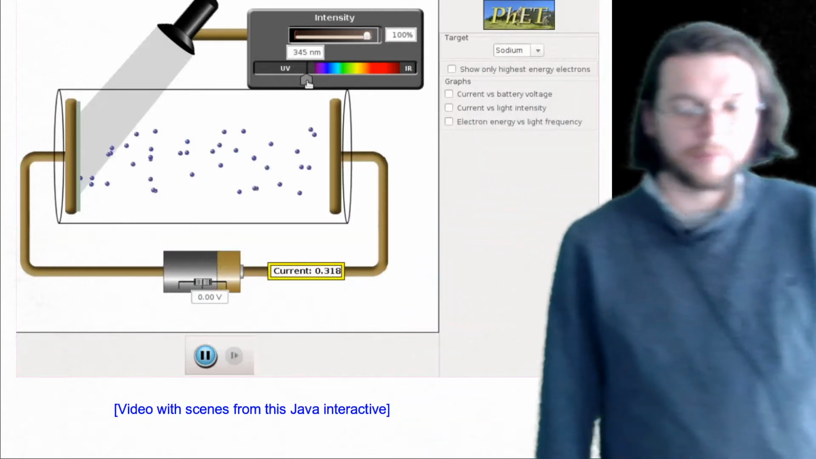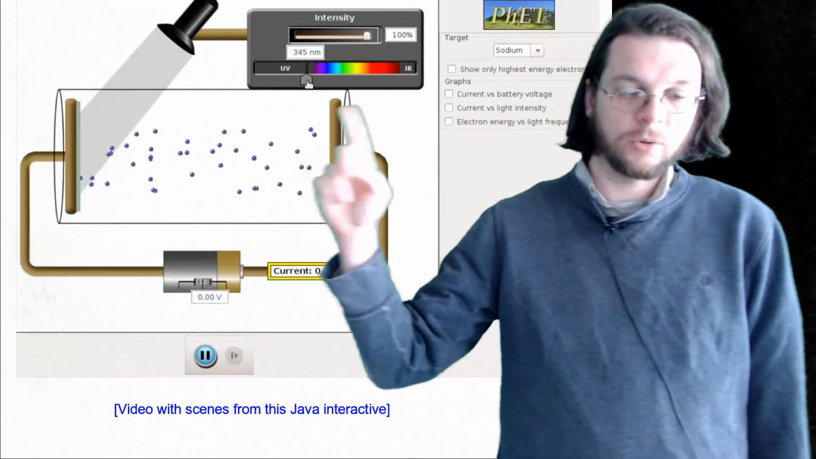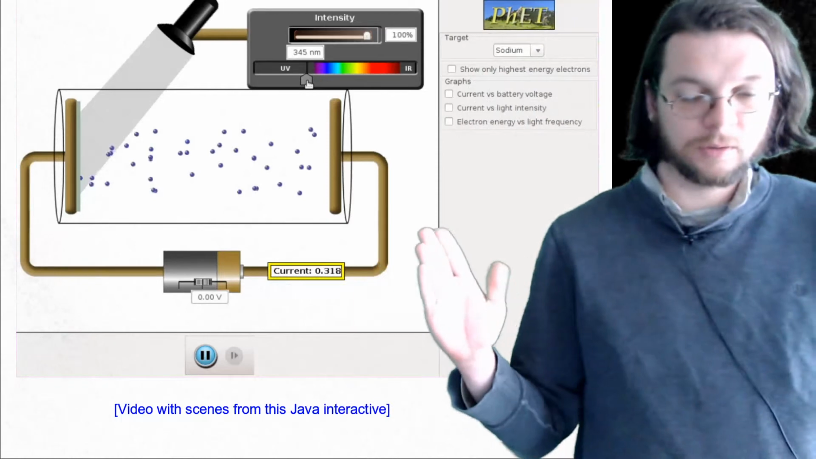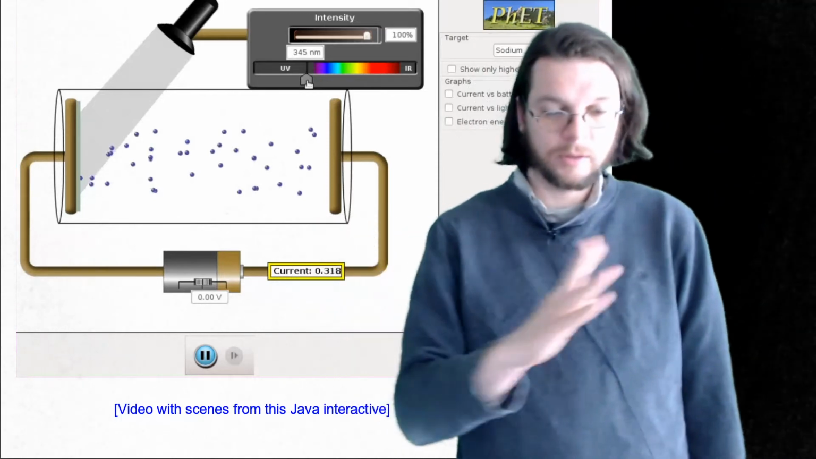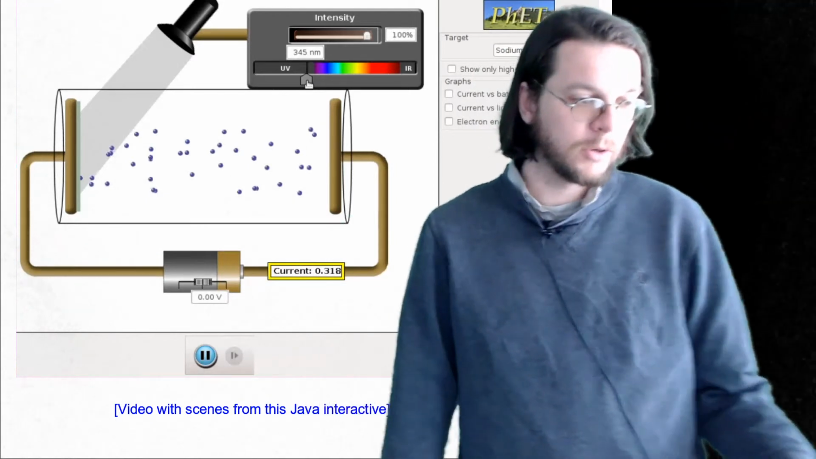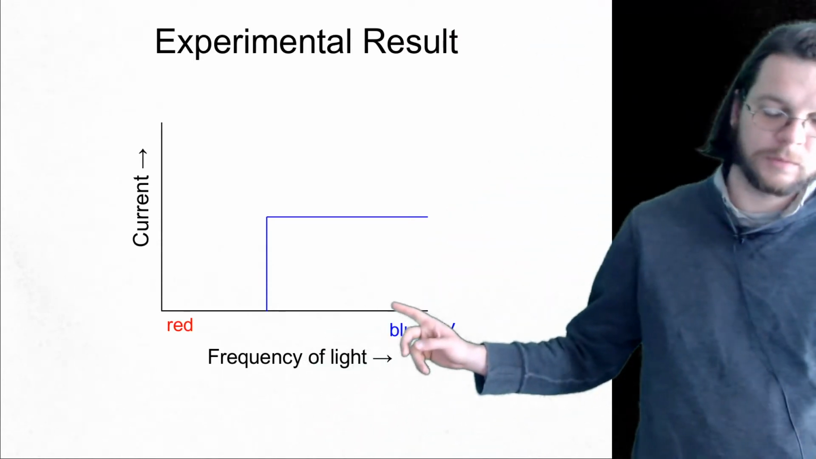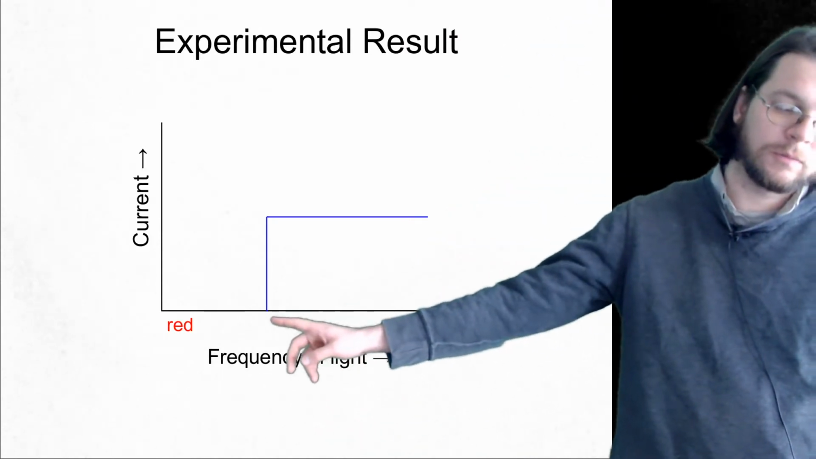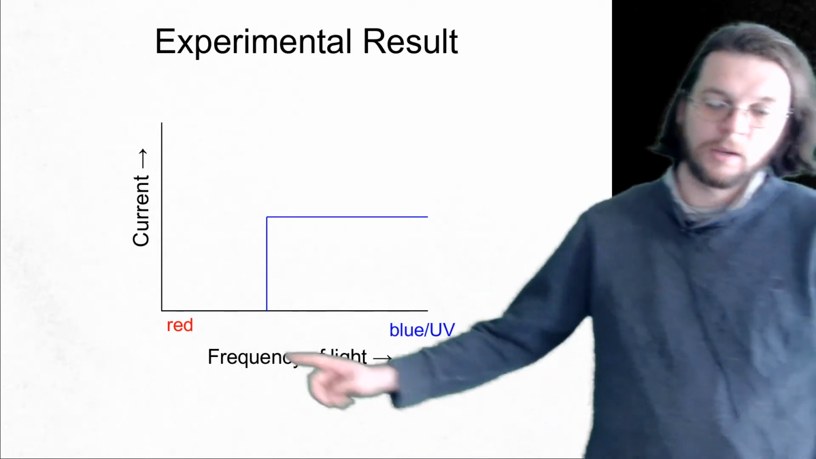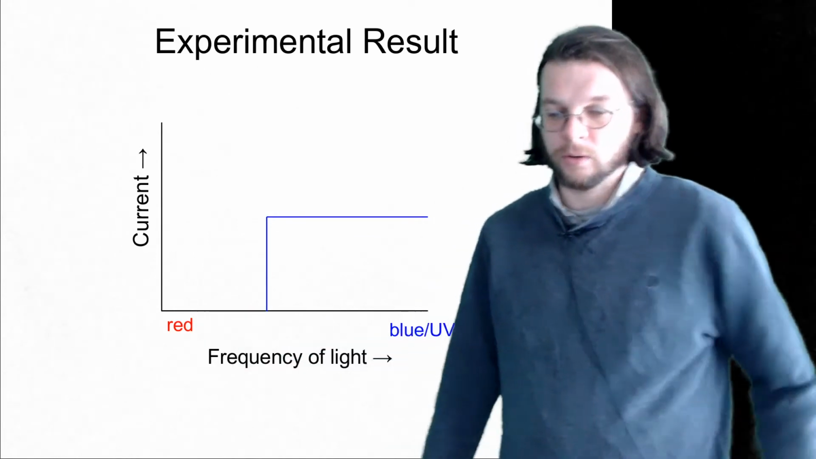But again, this only happens if the wavelength of the light source is short enough, where in a second we'll talk about what "enough" means, but the wavelength has to be shorter than some value for this to happen. In terms of frequency, that means the light has to have a frequency above some value for there to be a current. So if it's above some threshold, then there's a current, but if it's below that threshold, then there's no current.